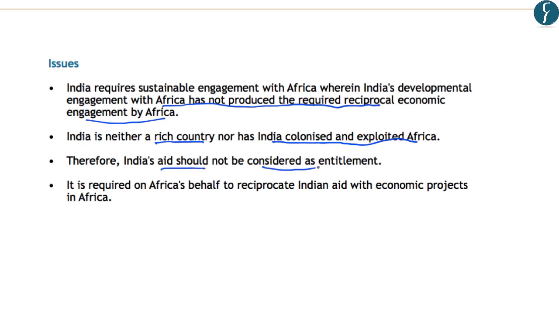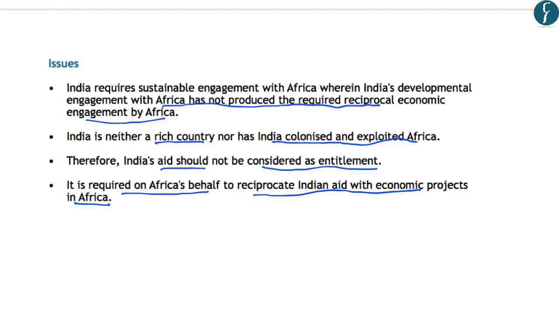African countries as an entitlement, or this aid from India should not be considered by these African countries as a matter of right. However, they should indulge in reciprocal behavior and should provide proper economic engagement with the aid which is being provided by India. So, in this line, the author says that it is required on Africa's behalf to reciprocate Indian aid with economic projects in Africa.